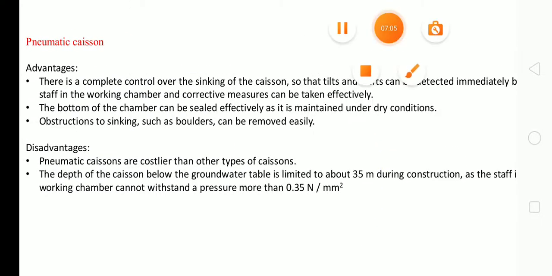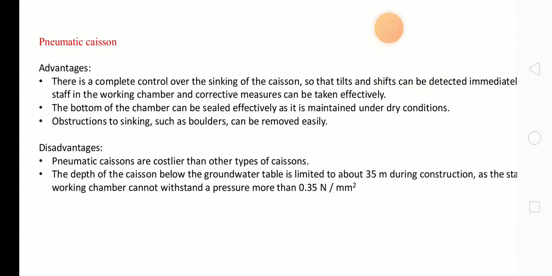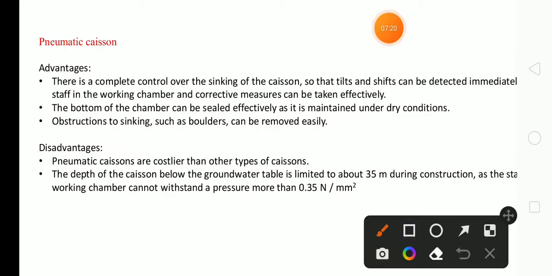Now we will discuss the pneumatic caisson. The main advantage is that there is complete control over the sinking of the caisson, so that its tilt and shift can be detected immediately by staff in the working chamber and corrective measures can be taken effectively. The bottom of the chamber can be sealed effectively as it is maintained under dry condition. Obstructions to sinking, such as boulders, can be removed easily.